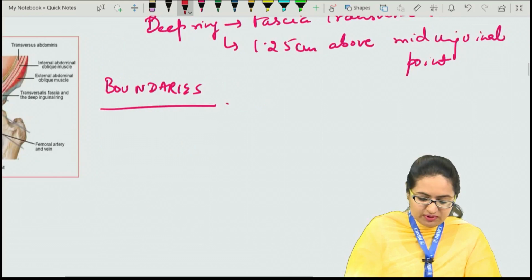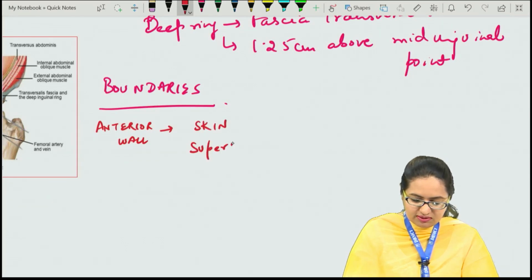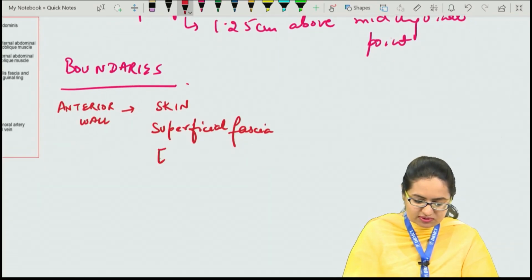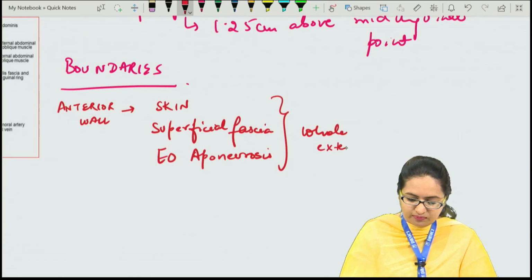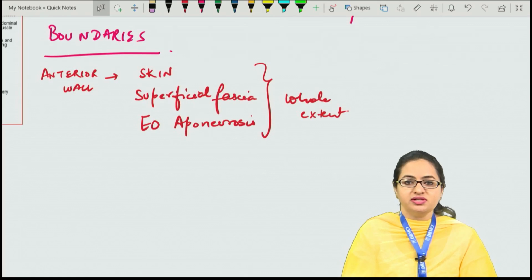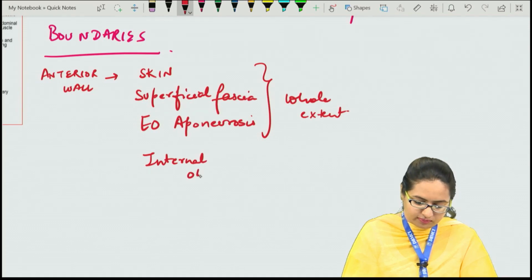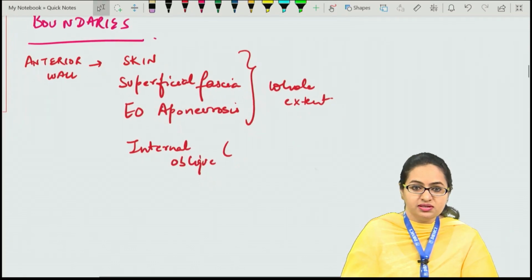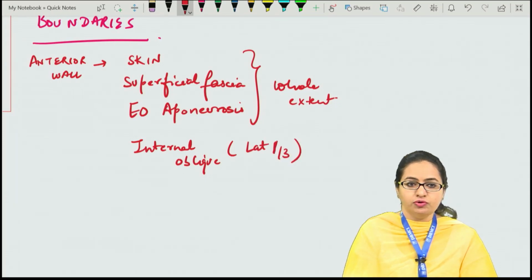Now the structures which will be forming the anterior wall include skin, superficial fascia, then external oblique aponeurosis. These three structures contribute in the whole extent to the anterior wall. And apart from this, towards the lateral one-third, the contribution is also from the internal oblique muscle. So these are the structures contributing into the anterior wall.